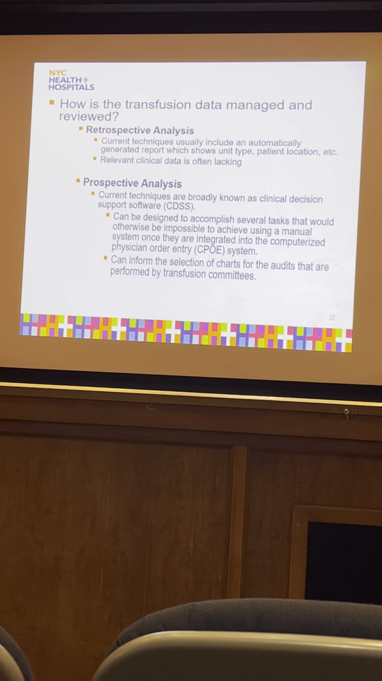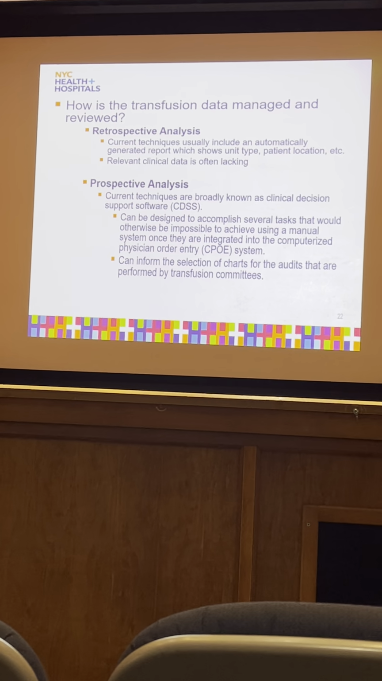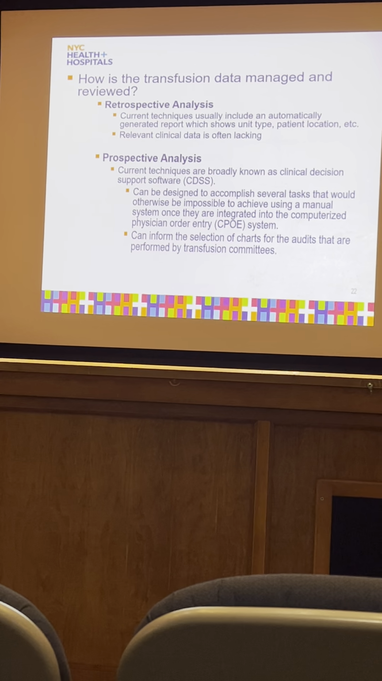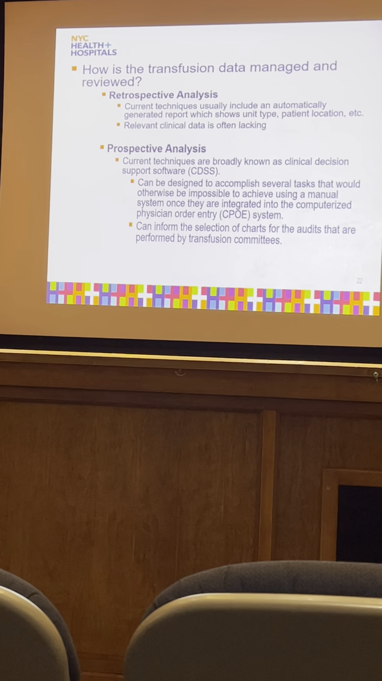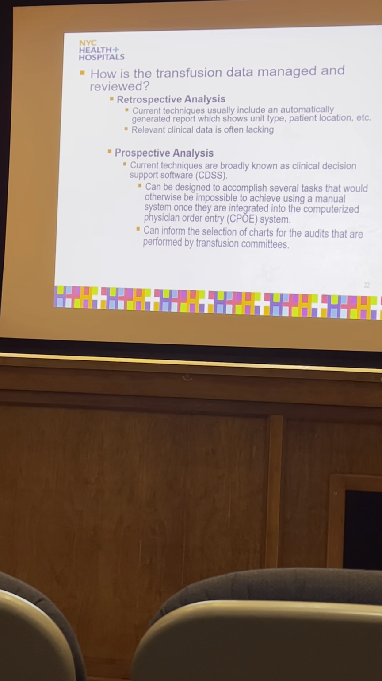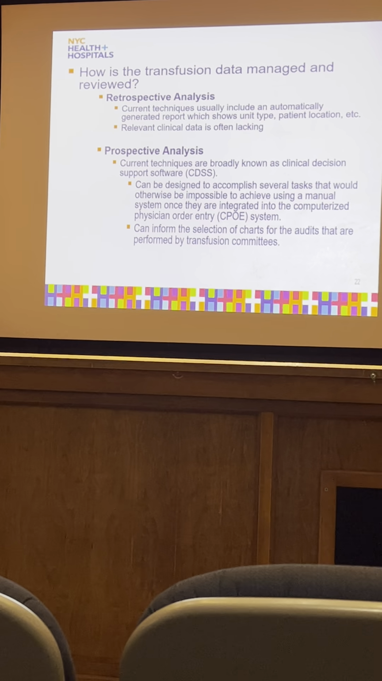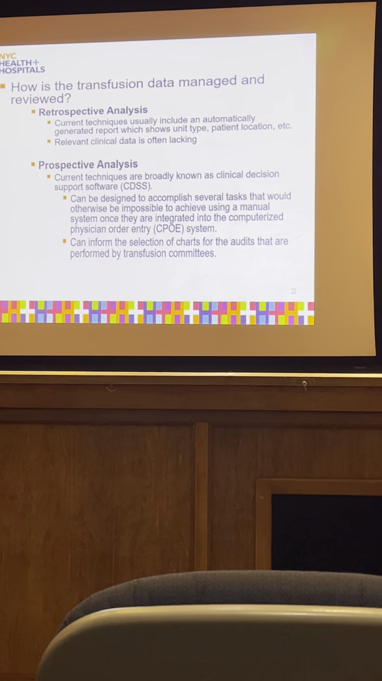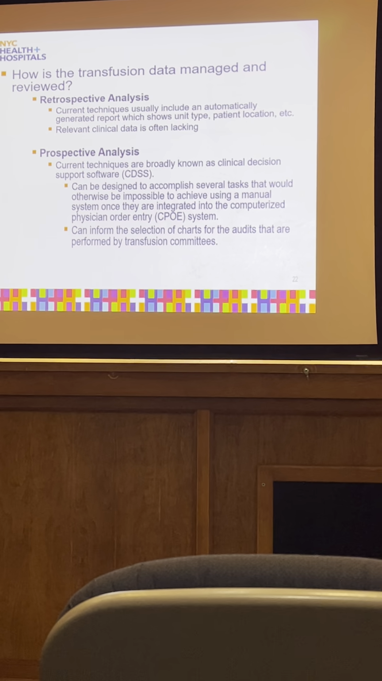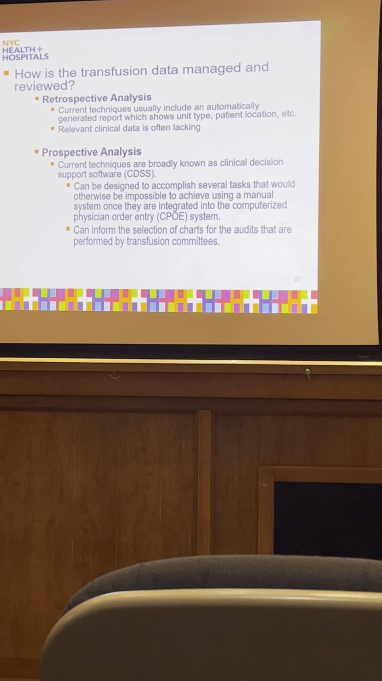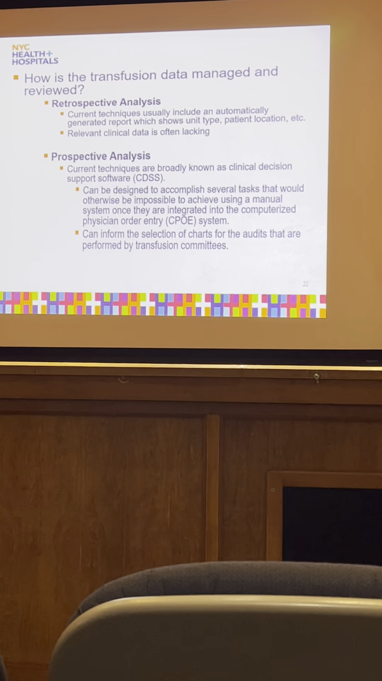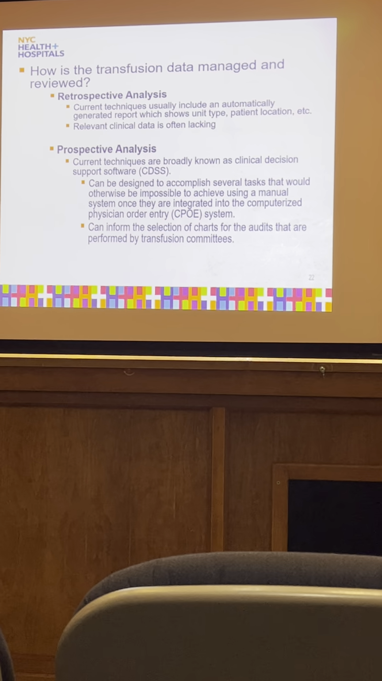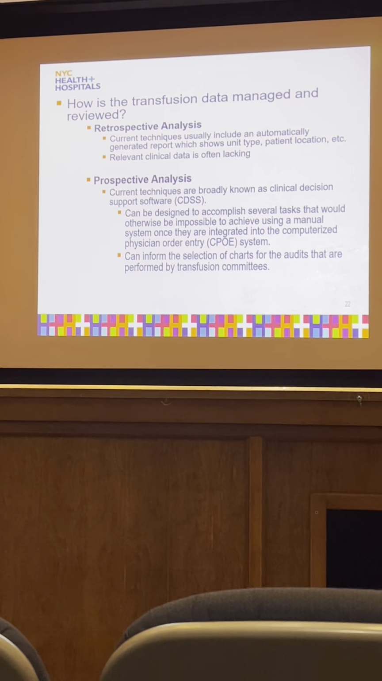The transfusion data is managed and reviewed in either retrospective analysis or prospective analysis. Retrospective is after transfusion is done. We can use our laboratory information system, or the EPIC or any kind of electronic health record to look at it, especially in our LIS, we can look at the collection. That's the data that's presented at the blood utilization review committees, right? It's a retrospective analysis. We can see how much is used. However, we can't see clinical data.